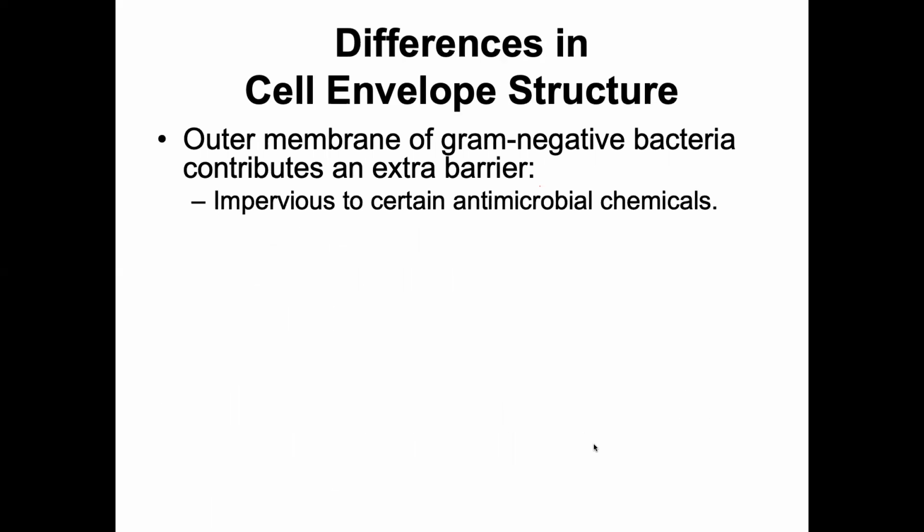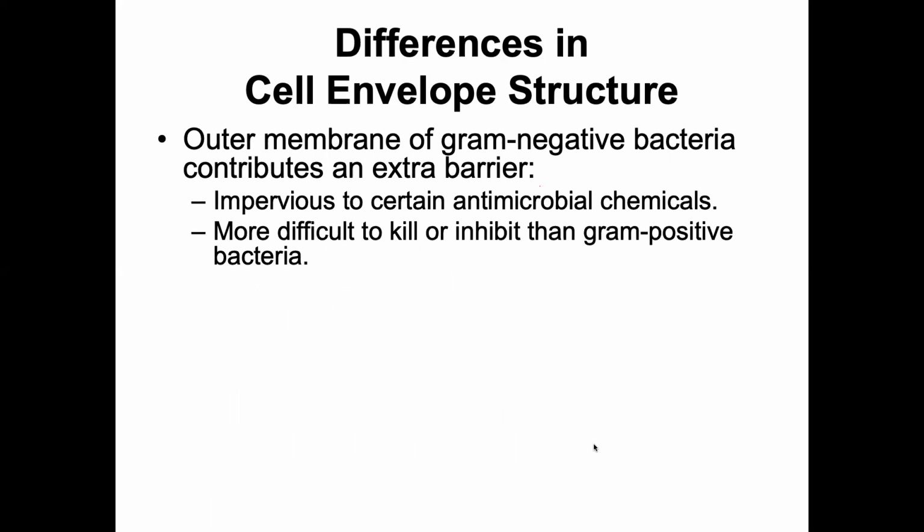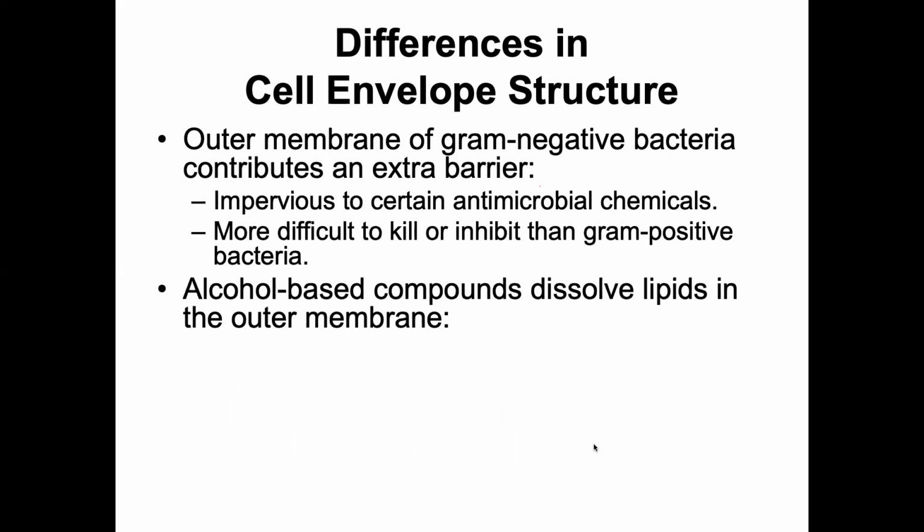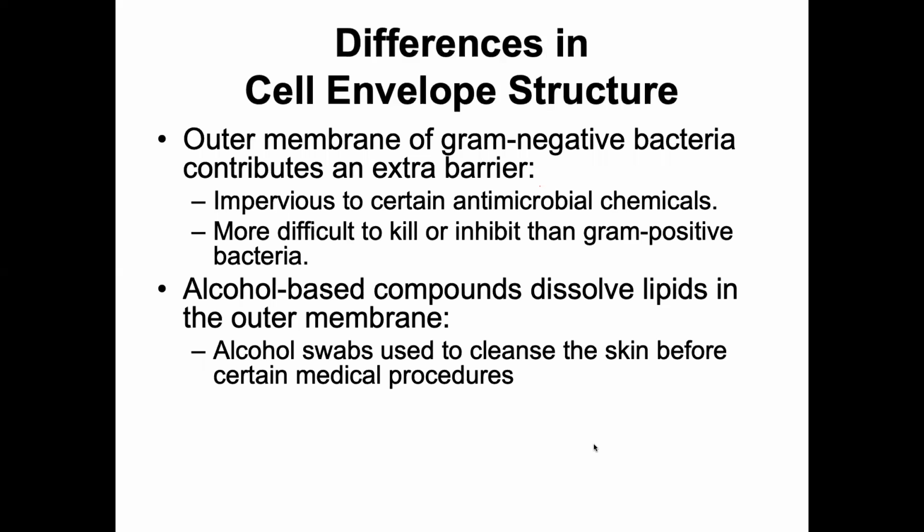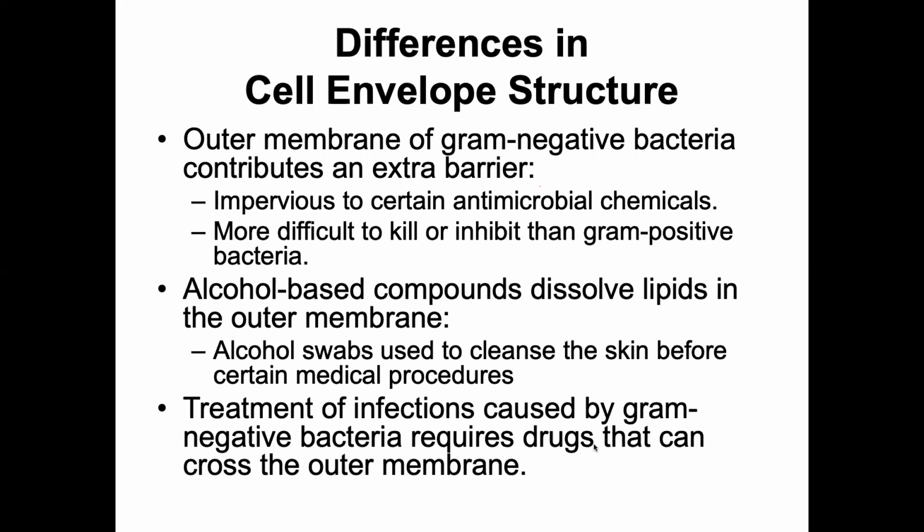There are differences in the cell envelope between the gram-negative and gram-positive bacteria. The outer membrane of the gram-negative bacteria provides another layer where antimicrobials can get wiped out. It makes it tougher to kill gram-negative than gram-positive bacteria. Alcohol-based compounds can dissolve lipids in the outer membrane, and that's one of the reasons that we use alcohol swabs to clean the skin surface before we say do an injection or introduce an IV.